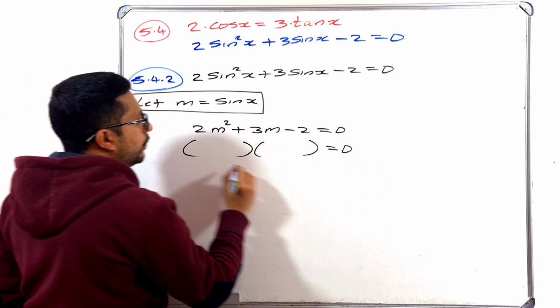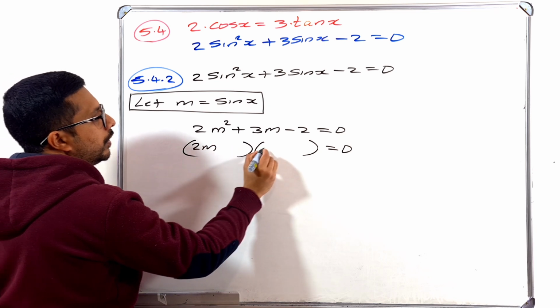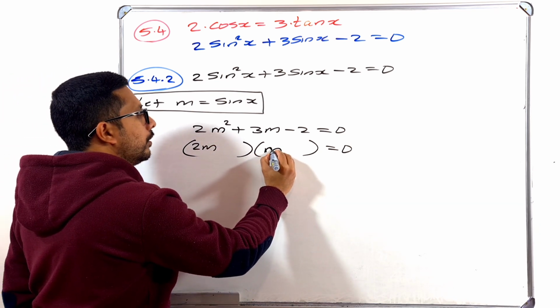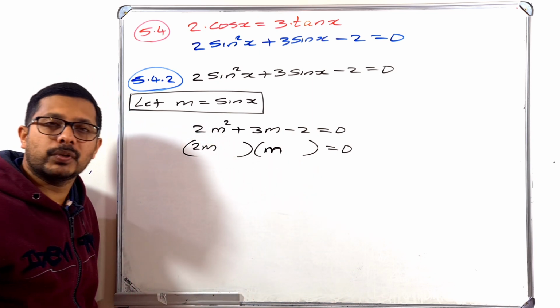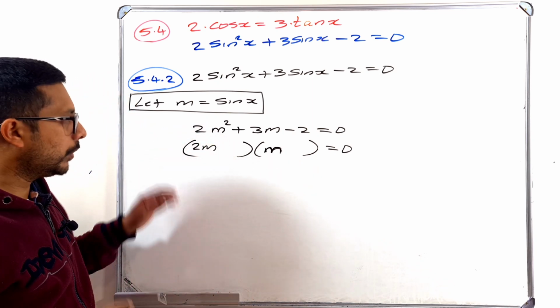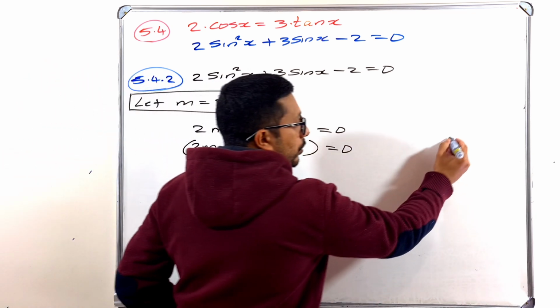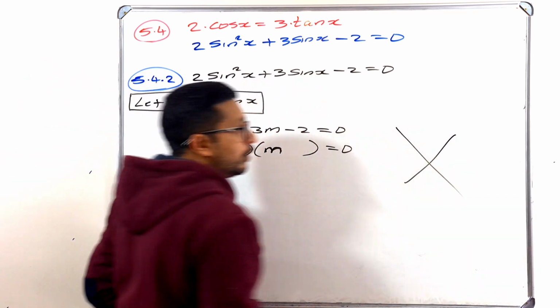Is equal to 0. What are the factors, guys? 2m and m. So how can you factorize this one? I'm not going to teach that one here. Okay, anyway, let me briefly explain. There is a simple method. Maybe those who watch the algebra section, you remember.